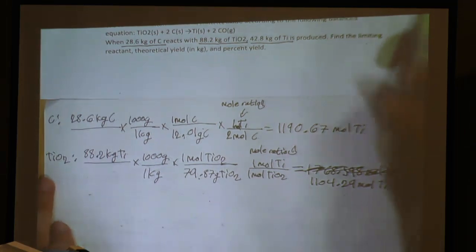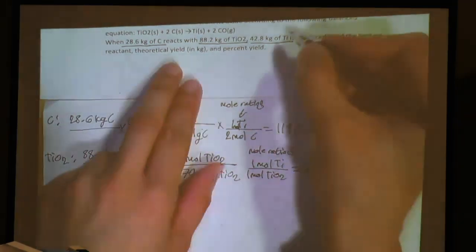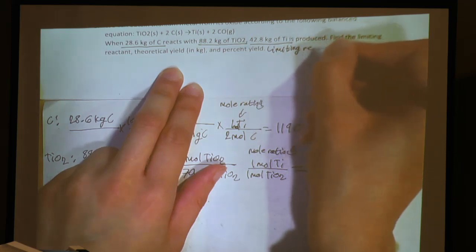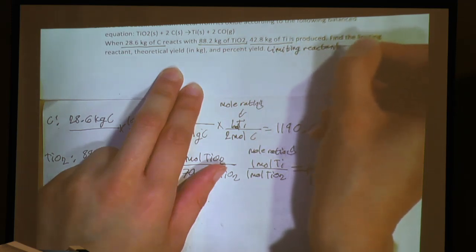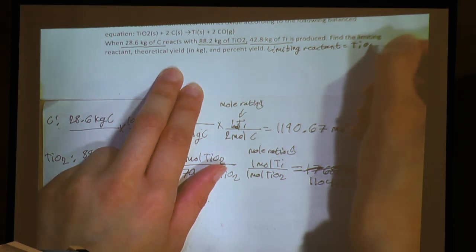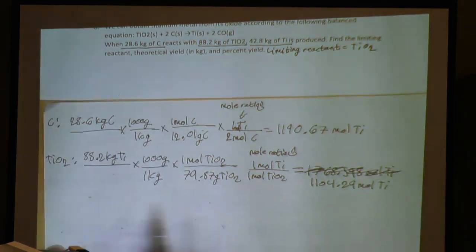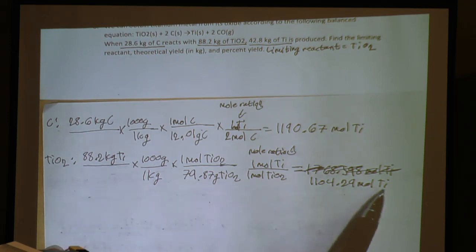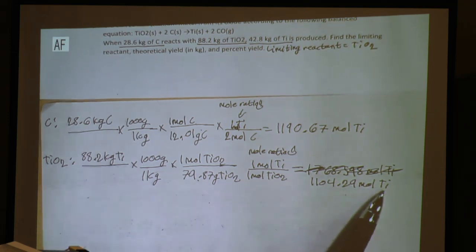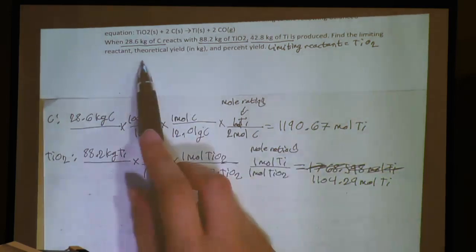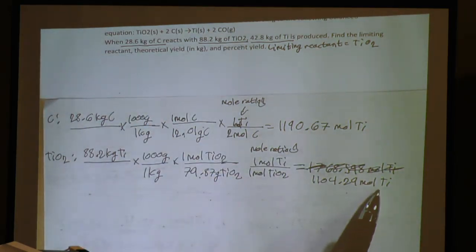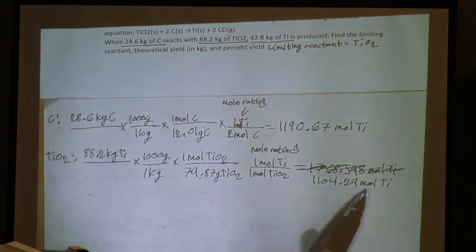So we have that our limiting reactant is TiO2. A common mistake that I'll point out here is that some students will say that the limiting reactant is what was produced, but that's not the case. Your limiting reactant is the reactant. It's what's reacting in order to produce your titanium. So that's just something to be careful with.